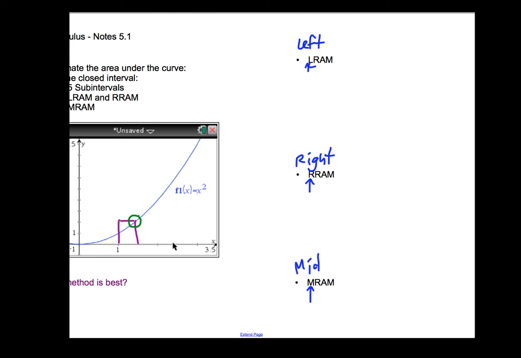And then the last one is MRAM, which is your midpoint. So we're going to take that same spot and put the middle of the rectangle there and look at the area of the rectangle. Now, notice that with my left rectangle, when I go left, I'm a little bit below my curve. I'm going to have some area of space. I'm going to be an underestimate. When I go with RRAM, I'm going to be an area over the curve. I'm going to have a little bit too much space. And then if I go MRAM, I might not be exact, but I'm going to be right in the middle. Those are the 3 different ways to look at this.